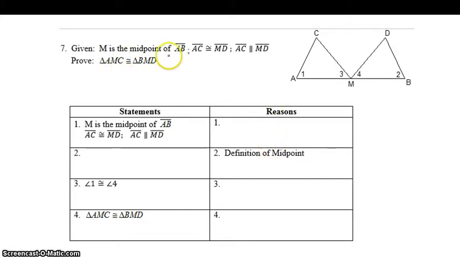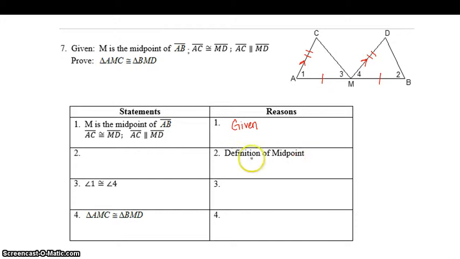Okay. All right. The next one I want to talk about is number 7. And so I'm going to mark M as the midpoint of segment AB. So M is the midpoint of AB, so I'll put slashes on both sides of M there. AC is congruent to MD, so put doubles there, and AC is also parallel to MD. Okay, so then that's given information.